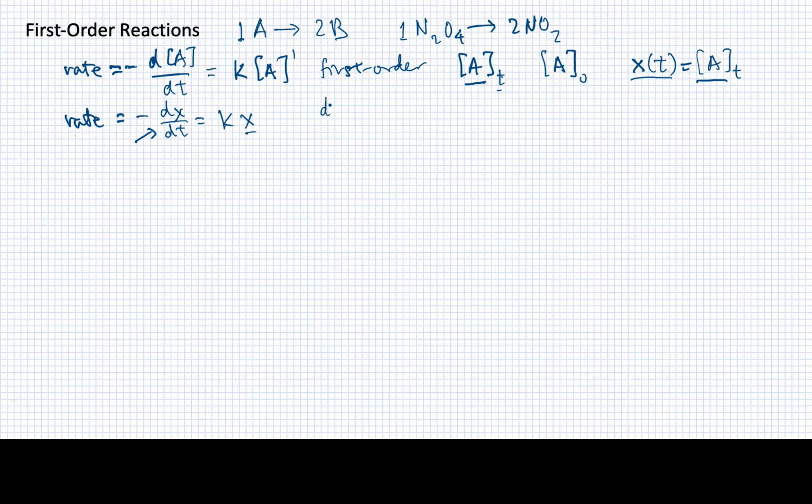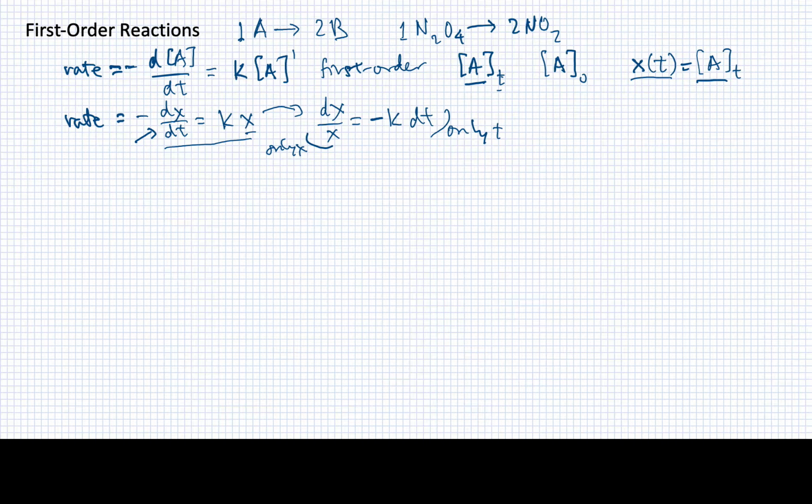I'll have dx over x, and I'm going to move the minus sign to the other side, is equal to minus k dt. So all I've done is basically take this equation and rewrite it like this. Now the reason for doing this is that I have only x on this side, and I have only t on this side, which means that I've effectively separated the variables. So each of these must be equal to a constant.